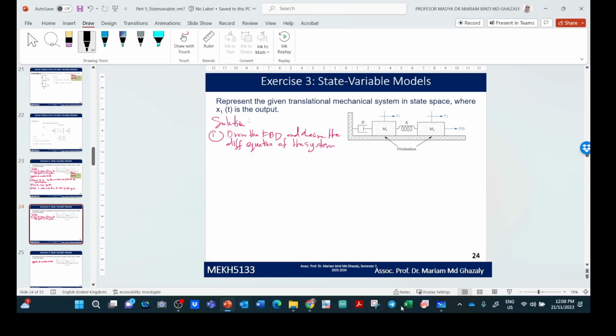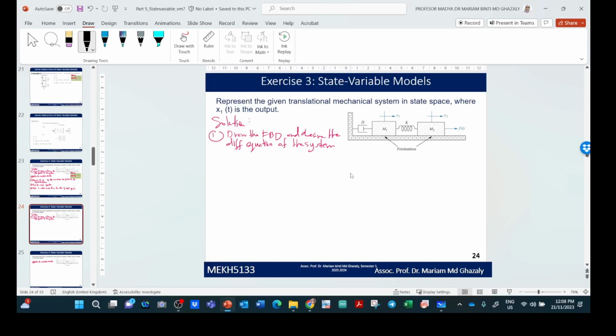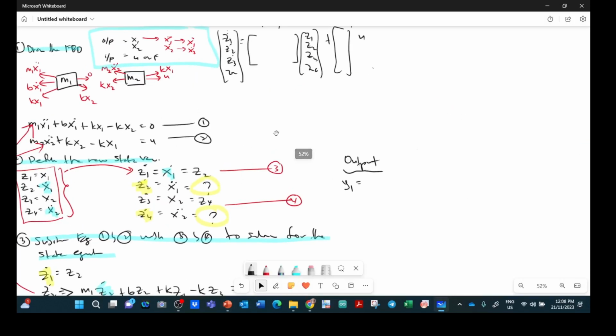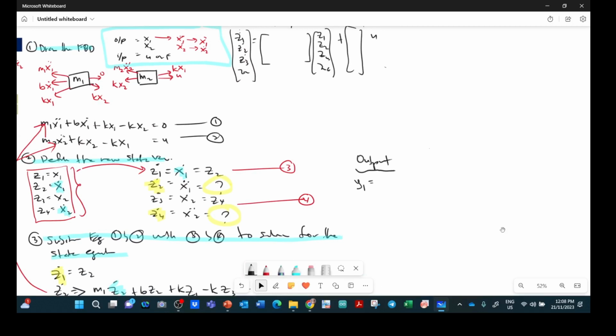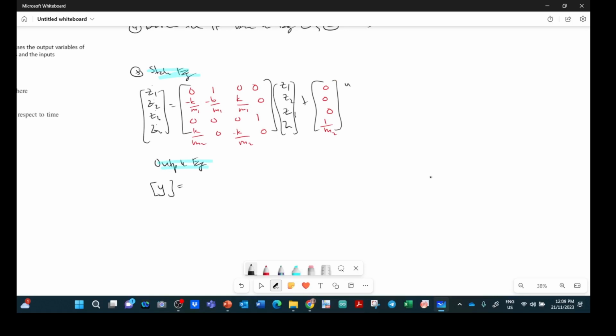Okay, get the equation. Based on that, unless in this question they had mentioned two outputs, x1 and x2. But in this case they specifically ask that the output is only x1. So how we define it here is, this is the output when we do the free body diagram. So you have only y, only 1 output. There's no y1. So only one output, y equal to x1, x1 is equal to z1.